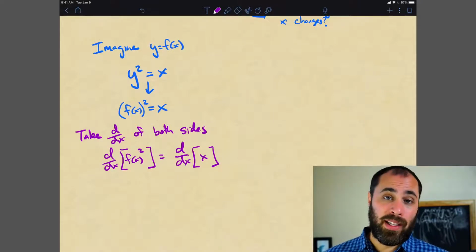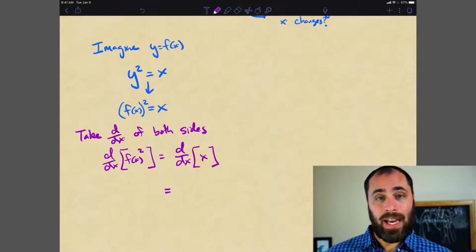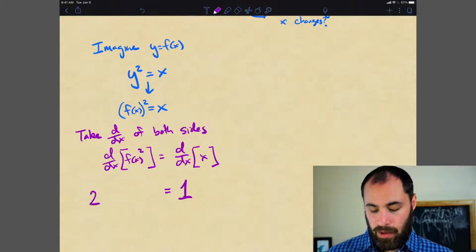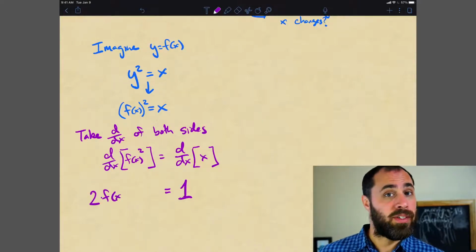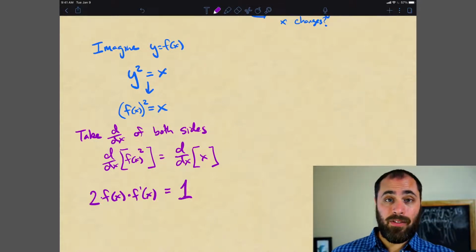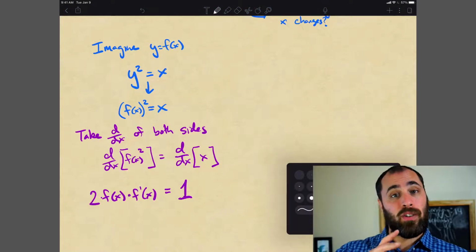And now the right side is easy. The derivative of x is just 1. That's an application of the power rule. And the derivative of the left side, well, we saw this in the previous example, but let's revisit it. We've got a function f, and that is squared. It's raised to the second power.